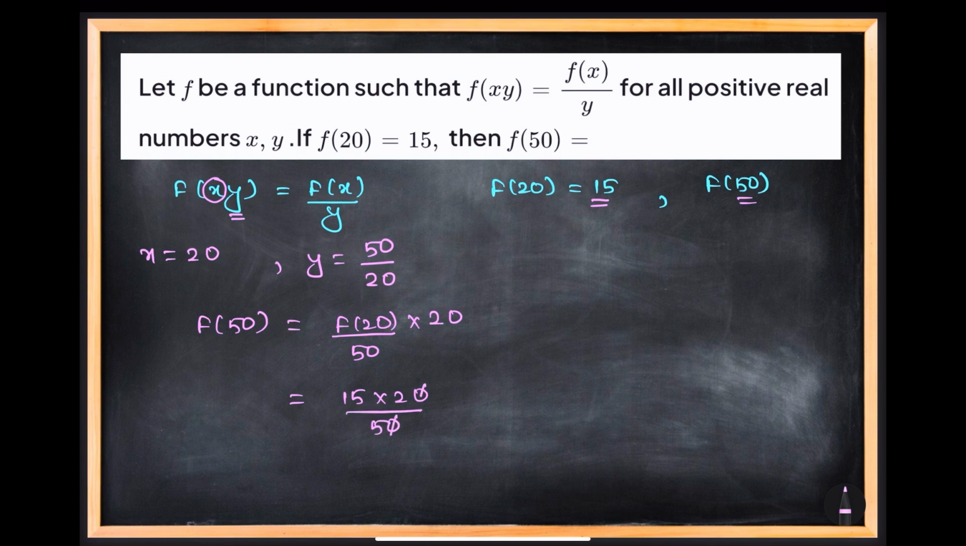Now you can play fruit ninja. This thing gone. This thing gone. We are left with 6. Therefore, the value of f of 50 is nothing but 6. I hope you guys are connecting the dots and you guys are upgrading your preparation level.